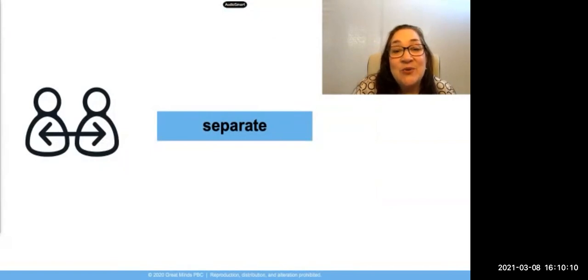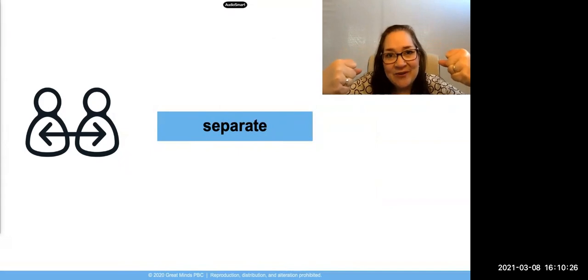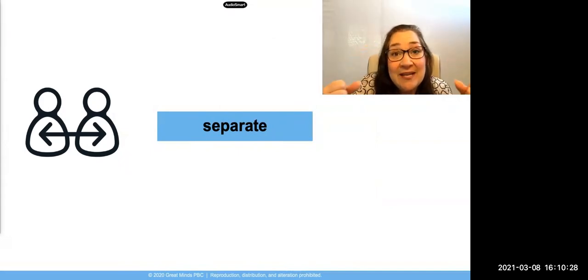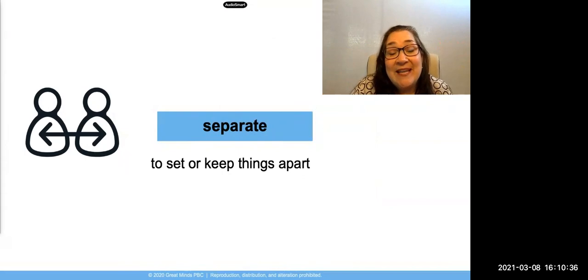Our first word can be pronounced separate or separate. Let's say separate. By looking at the icon, I can see that there were 2 people that were together and now they're not. So with your hands, you can do that icon where they're together and now they're not. Let's read the definition. The definition of separate is to set or keep things apart. Again, try using that motion.